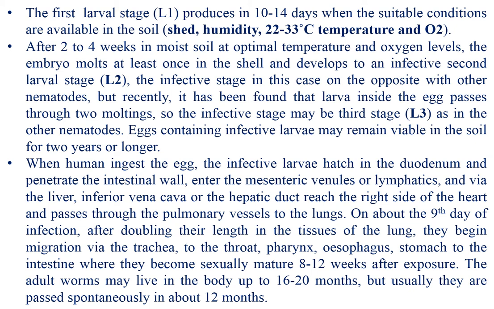On about the 9th day of infection, after doubling their length in the tissues of the lung, they begin migration via the trachea to the throat, pharynx, esophagus, stomach, to the intestine, where they become sexually mature 4 to 12 weeks after exposure. The adult worms may live in the body up to 16 to 20 months, but usually they are passed spontaneously in about 12 months.